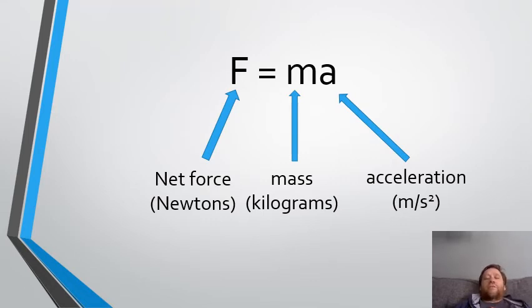Now you'll notice that there's newtons and there's kilograms and there's meters per second squared. So how do those all work together? They work like this: 1 newton is 1 kilogram times 1 meter per second squared. So if you push with 1 newton, it's enough to make 1 kilogram accelerate at a rate of 1 meter per second squared. That's how they convert together.